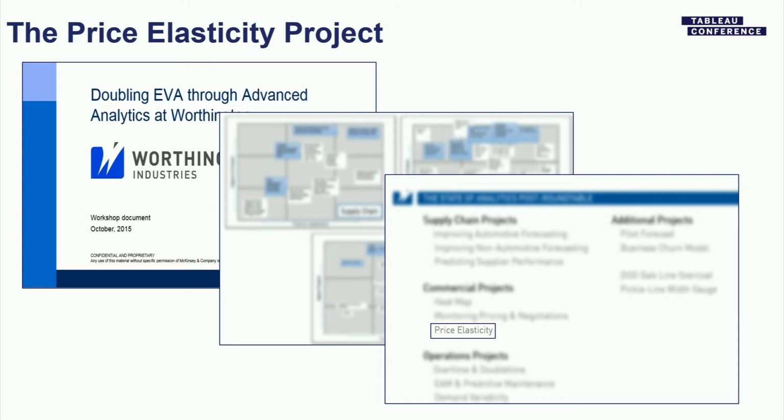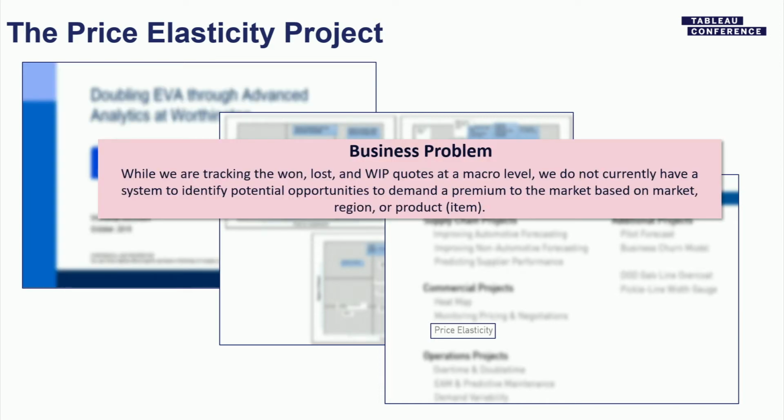So one of those projects was this price elasticity project. And you can read there the business problem. So this was about 2.5 years ago. In a nutshell, we quote business for our customers. And what we had was, how many quotes did we win? How many quotes did we lose? How many quotes did we have in process? At the end of the quarter, at the end of a bidding season, we could talk about how many quotes we won, how many quotes we lost, and how long it took us to get those quotes out.